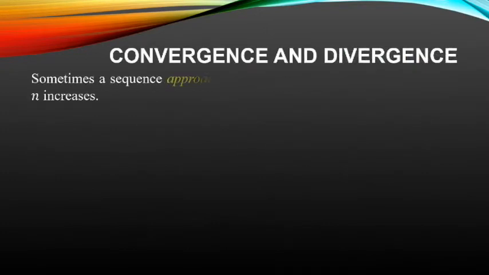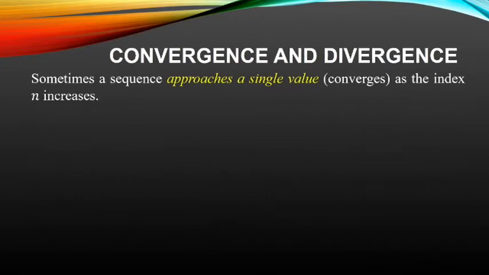So convergence and divergence. Sometimes the sequence approaches a single value, which means it converges to that single value as the index n increases. As an example, we have the sequence 1 over n. It approaches 0 as n increases. Since n is in the denominator, each of the terms of the sequence gets smaller and smaller, and it approaches 0. Since as n approaches infinity, 1 over n approaches 0. So we can take the limit of 1 over n as n approaches infinity.